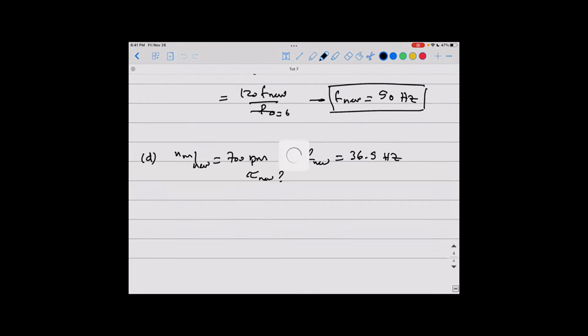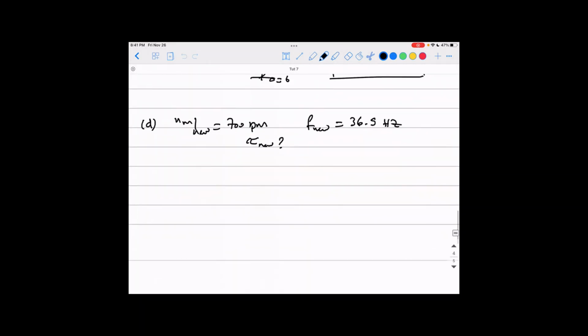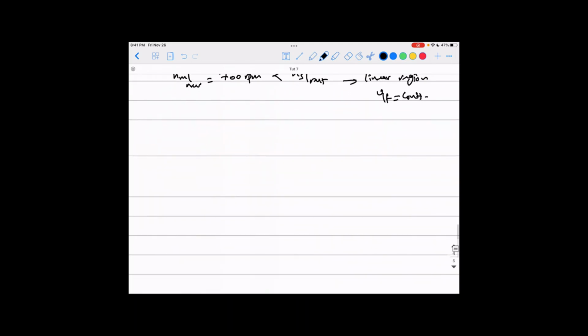So again, we'll go the same approach. Your new mechanical speed equals 700 RPMs, which is obviously less than the rated synchronous speed, which is 1200. That means you are still in the linear region. That means V over F as a ratio is constant at its rated value, okay? And this gives us the same approach, that the torque of the machine is still directly related to the slip speed, okay?